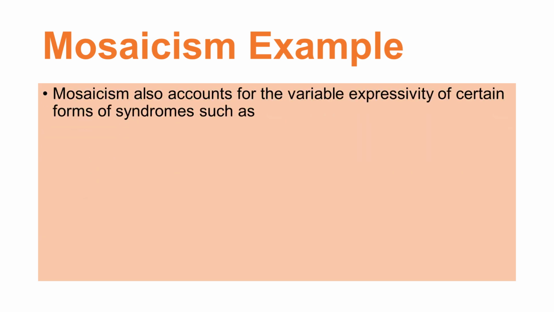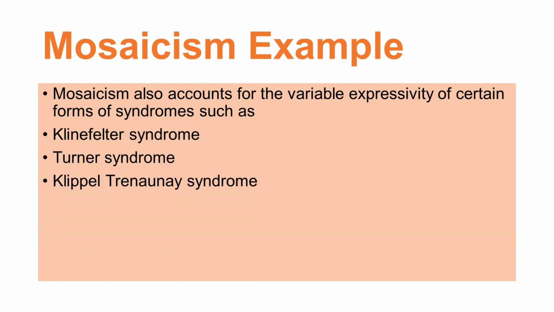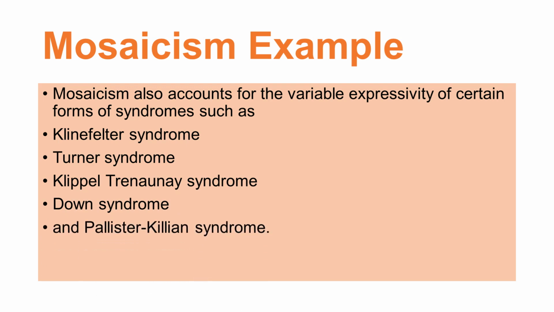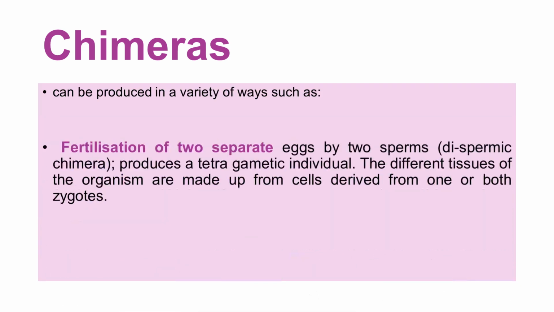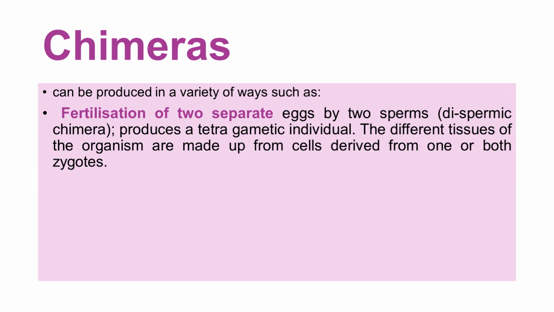Mosaicism also accounts for the variable expressivity of certain forms of syndromes such as Klinefelter syndrome, Turner syndrome, Klippel-Trenaunay syndrome, Down syndrome, and Pallister-Killian syndrome. Chimeras can be produced in a variety of ways, such as fertilization of 2 separate eggs by 2 sperms, dispermic chimera, which produces a tetragametic individual. The different tissues of the organism are made up of cells derived from one or both zygotes.